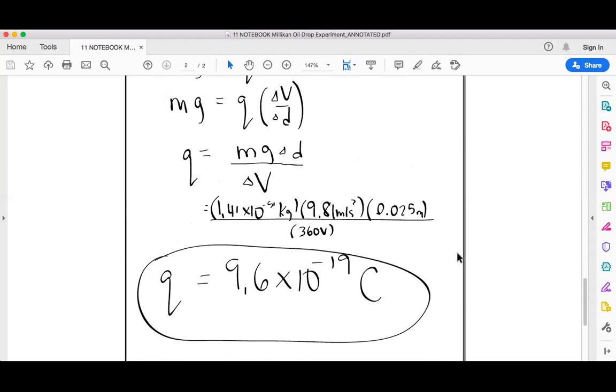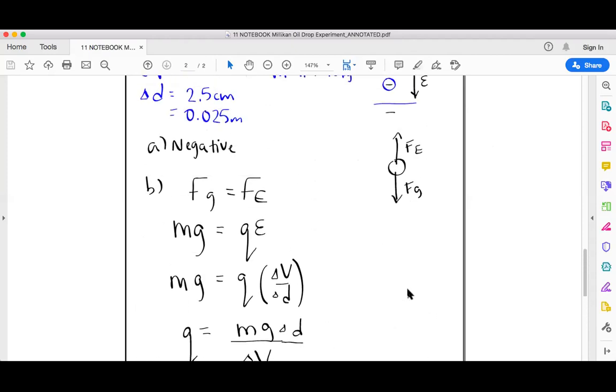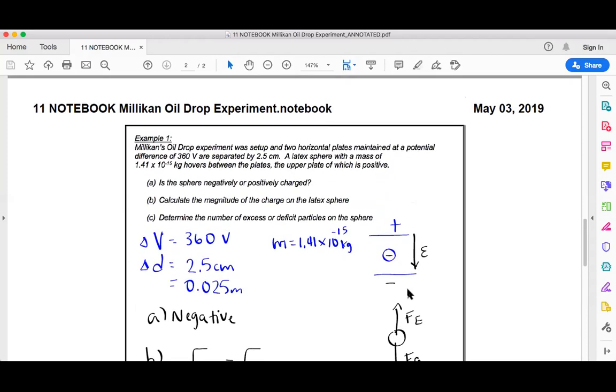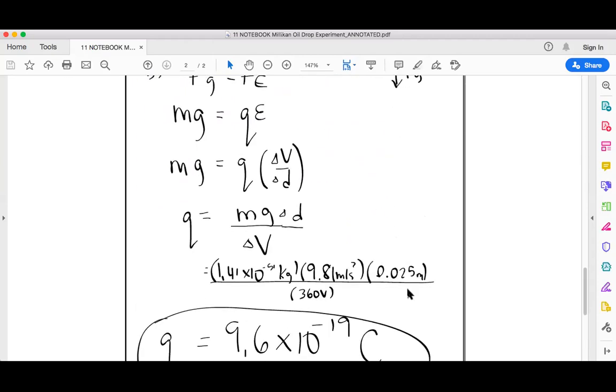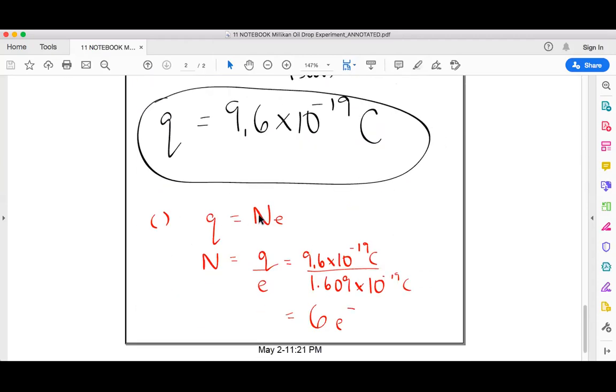So this is negative 9.6 times 10 to the minus 19 coulombs. And then it says determine the number of excess or deficit particles on the sphere. We know that Q equals the number of electrons times the charge on one electron. So we can rearrange for N and see that this value is equal to 6 electrons excess.